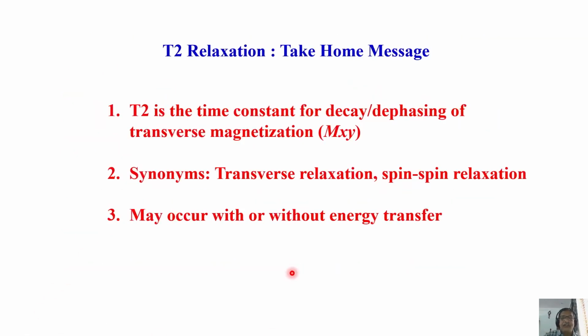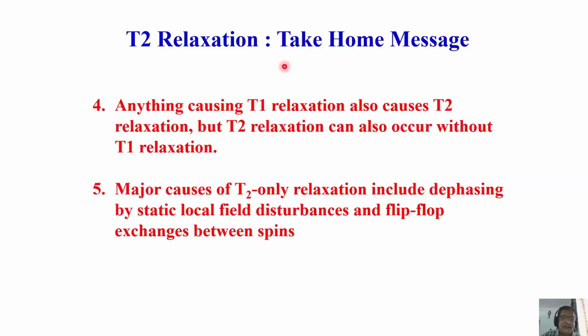Okay, so these are all more details, but remember the T2 take-home message: T2 is a time constant for decay or dephasing of transverse magnetization in the XY plane, that is MXY. Synonyms for it: transverse relaxation, spin relaxation. And it can occur with or without energy transfer. Okay, with T1 or without T1 it can happen. Anything that causes T1 relaxation also causes T2, but T2 relaxation can independently also occur without T1. Please remember this point. This one is called T1 in T2. This is called secular contribution to T2.